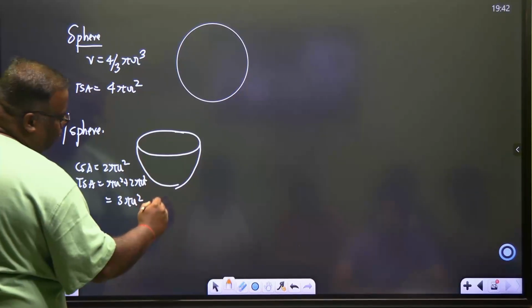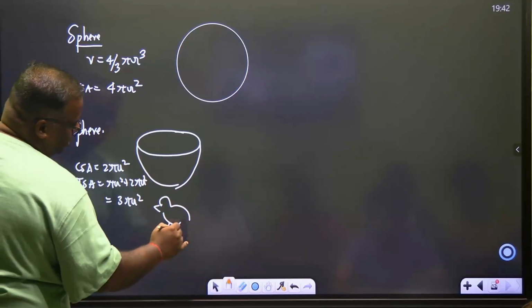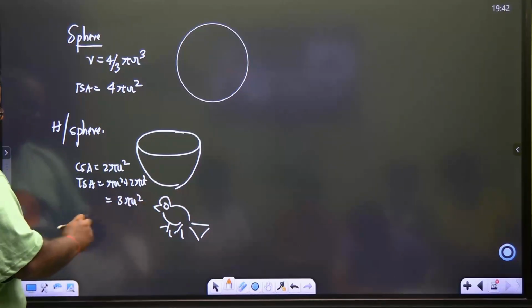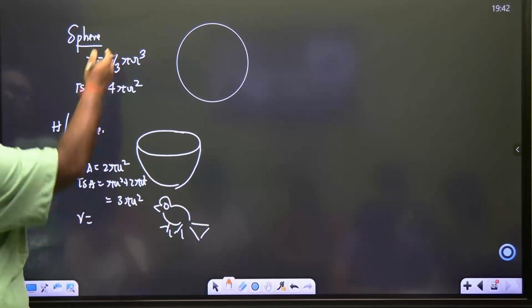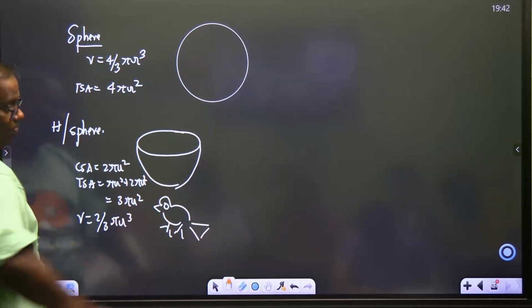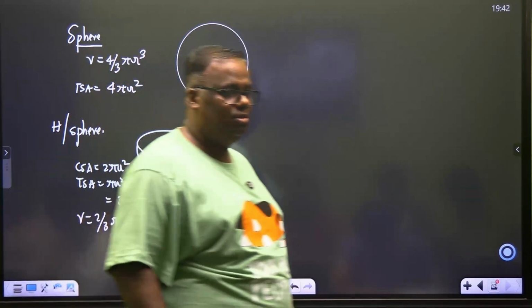Right? Another formula which you used to do, the volume. The volume should be half of this. So it's 2/3 pi r cube. Have you understood?